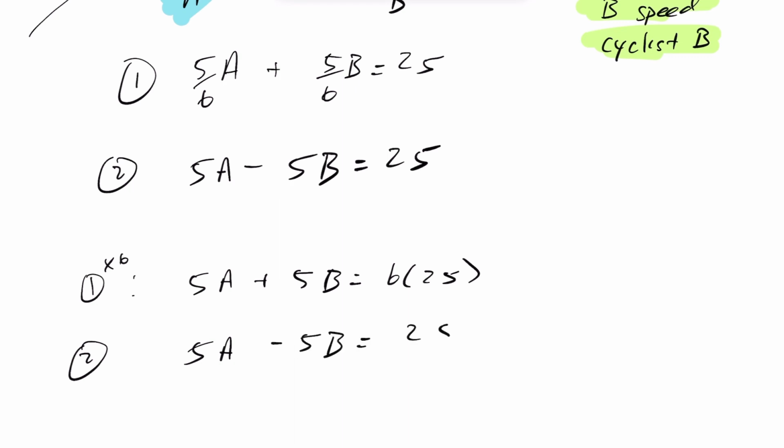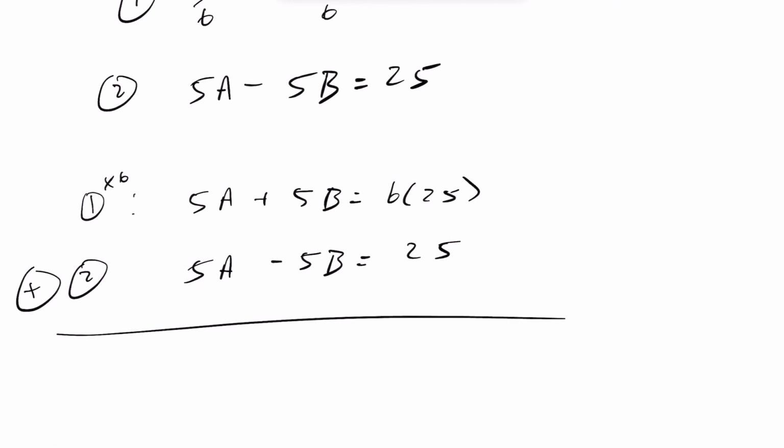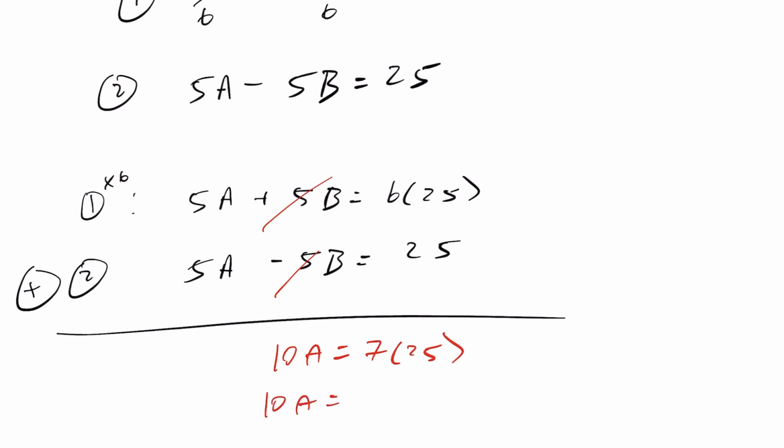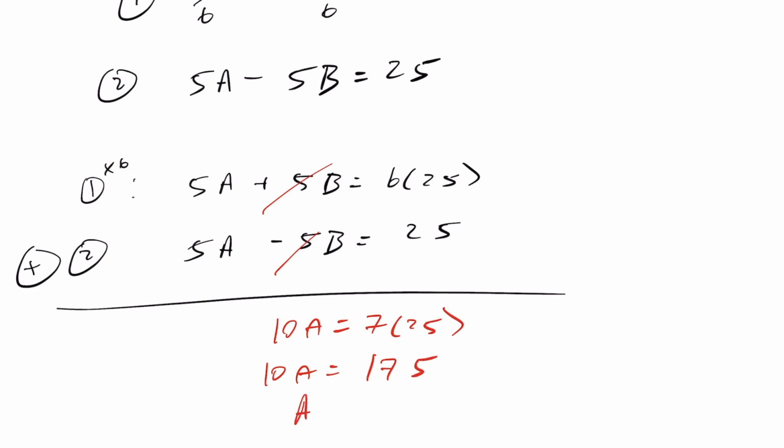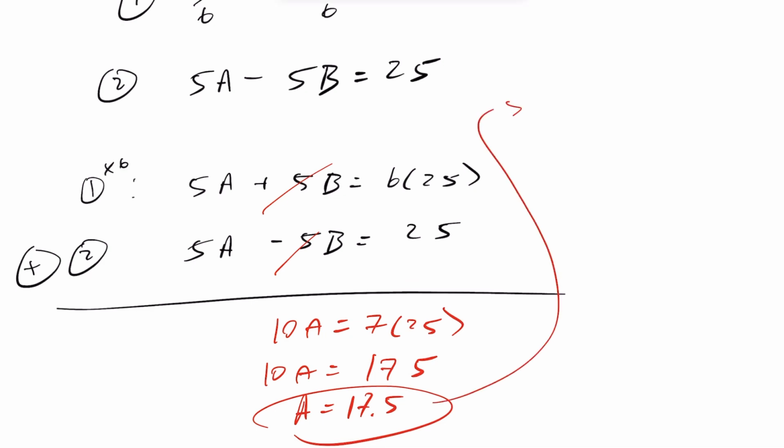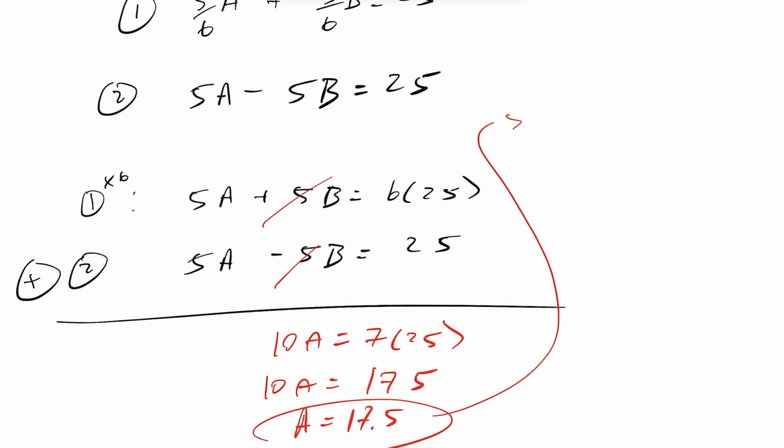And again, the deal here is going to be elimination. So I'm going to go ahead and add these two equations. That'll effectively cancel off my B's, giving me 10A equals, adding these together, 7 times 25. And 7 times 25, as you know, is going to equal 175. Divide across by 10, I get 17.5. And again, this is measured in kilometers an hour. And if A is 17.5, I can sub it into either equation and solve for B.